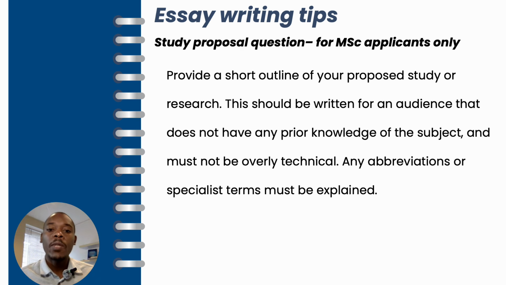All right, let's move on to the next essay. So this essay is about your study proposal question, and this is now only applicable to masters. So I've segmented those that are applicable to masters and those that are applicable to PhD only. So for masters, when it comes to a study proposal, the question reads, provide a short outline of your proposed study or research. This should be written to an audience that do not have a prior knowledge of the subject and must not be overly technical. An abbreviation should be able to be explained.